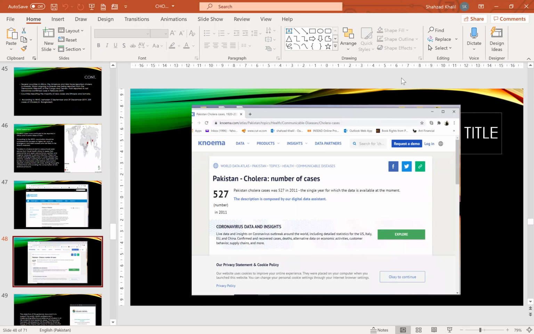And it is the last data available on the net from Pakistan. The total number is also of 2011. After that, there is no data available. The 527 cases of confirmed cholera were reported in Pakistan.